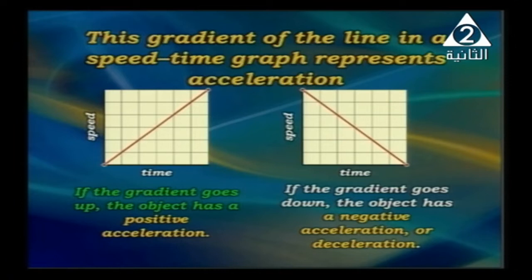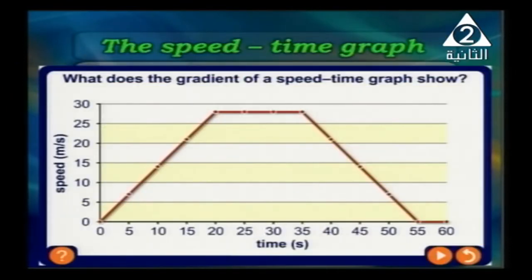The gradient in this line in the speed time graph represents acceleration. What's meant by acceleration? What are the types? So we have many things about this. What does the gradient in the speed time graph show? This one shows another new piece of information.